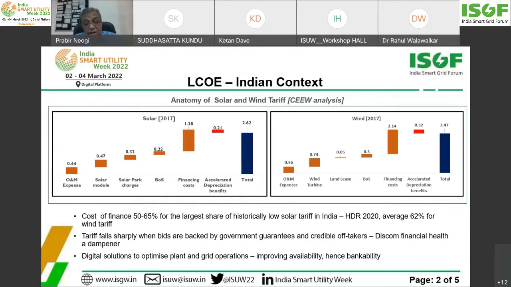The point here very clearly is, and the CEW analysis was quoted by UNDP in its Human Development Report of 2020, citing this tariff modeling. But the point it has made is that tariff falls sharply when bids are, one, backed by government guarantees, and two, there are credible off-takers. And we have seen this, the situation unfolding in places like Rewa, or in other destinations where we have the benefit of a solar park providing the plug and play option. Again, digital solutions will have a role, because they will optimize plant and operations, and hence improve the bankability of the project. Next slide, Sudarshan.